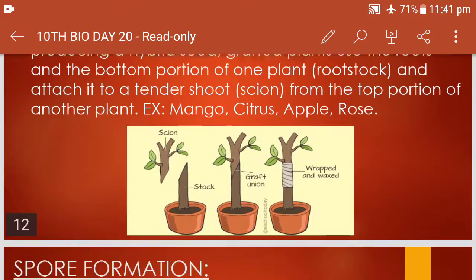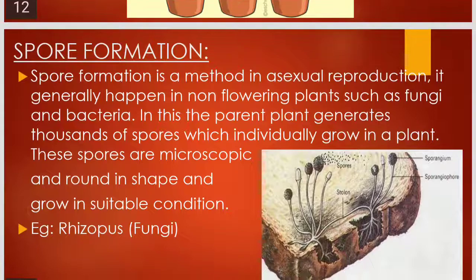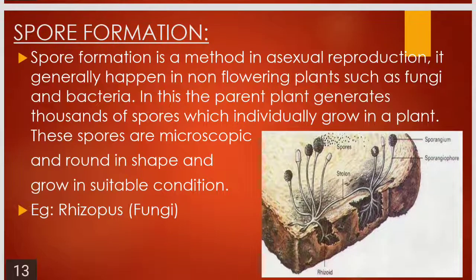We have only a single parent plant. Then what is spore formation? Spore formation is a method in asexual reproduction. It generally happens in non-flowering plants such as fungi and bacteria. In this, the parent plant generates thousands of spores, which individually grow into a plant. These spores are microscopic and round in shape and grow in suitable conditions.